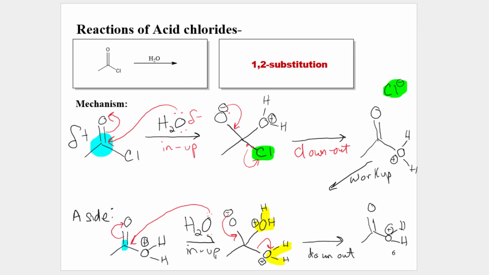What kind of workup do we need? Well, we need maybe some sort of base. But what's happening is that the water is probably going to abstract the extra proton. And so if water, because that's what's floating around, because we got lots of it, right? If water takes off the extra proton, you end up with a carboxylic acid and H3O plus, which is an acid.